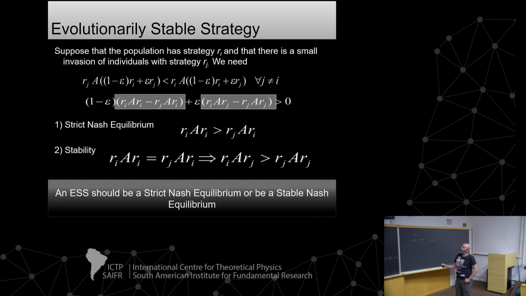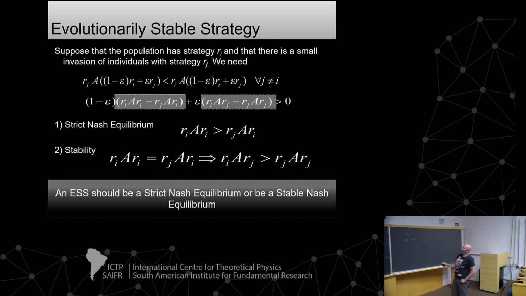So if this is equal to 0, I need to ask this term to be greater than 0. If this is equal to 0, meaning that the strategy Ri is not a strict Nash equilibrium, I need this to be greater than 0. And asking this to be greater than 0 is the same as asking that the payoff of Ri against Rj is greater than the payoff of Rj against Rj.